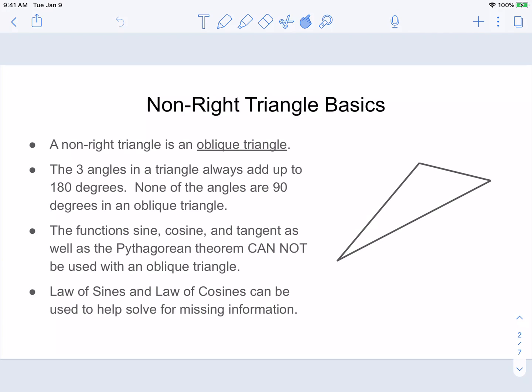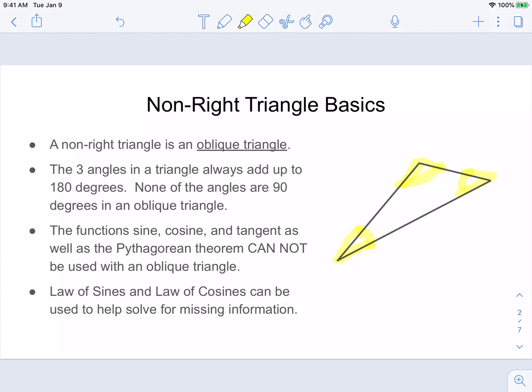A non-right triangle, first of all, is called an oblique triangle. This is a triangle that has no right angles in it. None of the angles are 90 degrees. So if we take a look at the triangle to the right, you can see that I have an angle right down here. That angle is obviously less than 90 degrees. I have an angle up here. This angle looks like it's greater than 90 degrees. And then there's the third angle over here, which also appears to be less than 90 degrees.